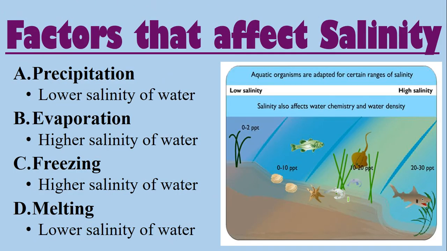So factors that affect salinity: precipitation. If it rains, you're going to have a lower salinity of the water. Evaporation, you're going to have high salinity of water because you're taking water away, leaving the salt there. Freezing can create high salinity of water because you're taking water away, leaving the salt behind. And melting will lower salinity because you're adding water and you're diluting the salt in there. So just so you know, precipitation and melting lower the amount of salt in the water, evaporation and freezing increase it.